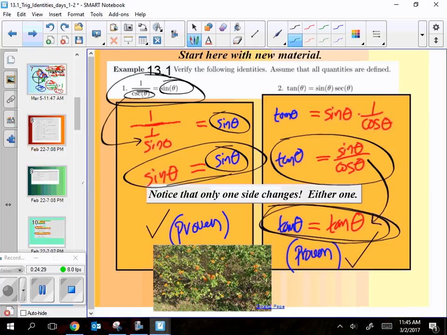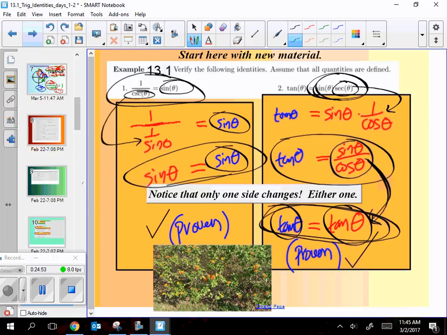The other side here, they replaced secant with 1 over cosine. And then when you multiply this, you get sine over cosine. And then they just had one more step, change sine over cosine into tangent. And now tangent equals tangent. And now it's proven. That is a typical problem. Notice how they start manipulating the complicated side. They leave the other side alone. And they end once you've got the two things being exactly equal.